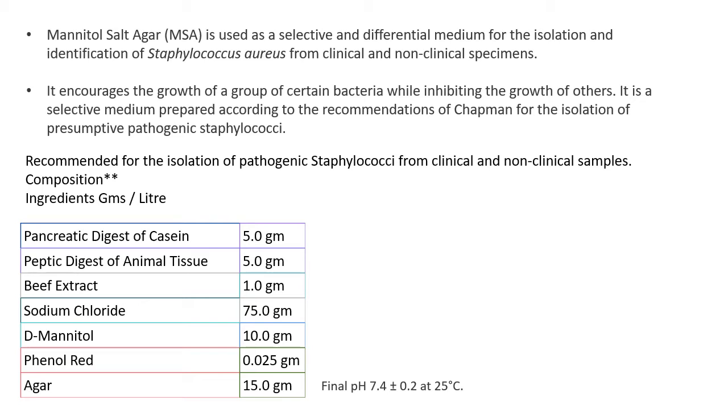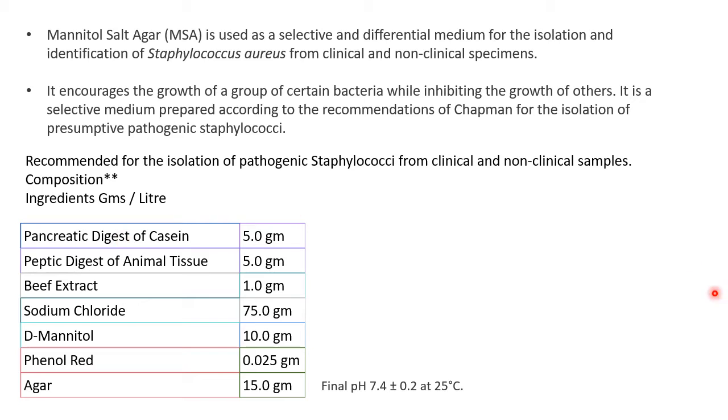Okay, so the MSA, that is mannitol salt agar, encourages the growth of a certain group of bacteria while inhibiting the growth of others. So it is a selective medium which is prepared according to the recommendations of Chapman for the isolation of presumptive pathogenic staphylococci. Now the composition of the medium is as follows. It has pancreatic digest of casein, peptic digest of animal tissue, beef extract, sodium chloride, mannitol, the fermentable sugar, and phenol red.